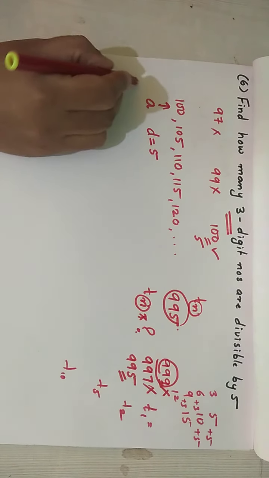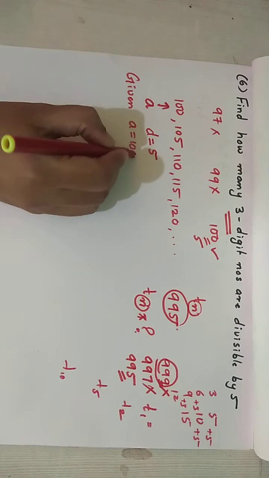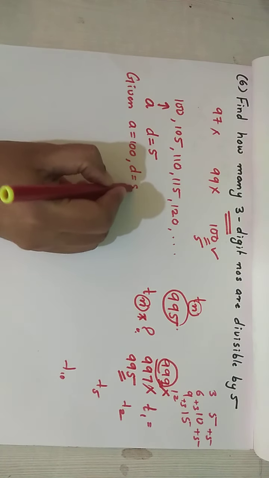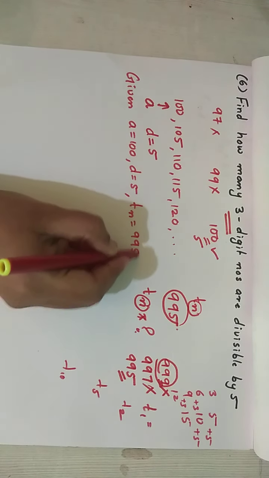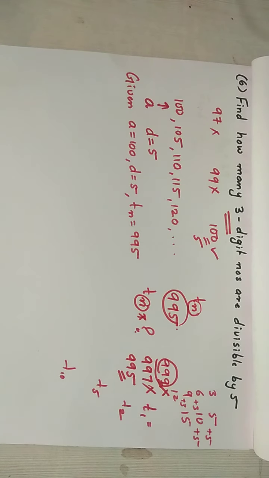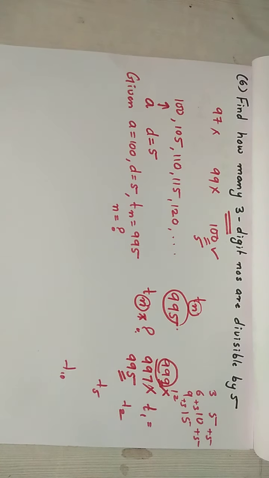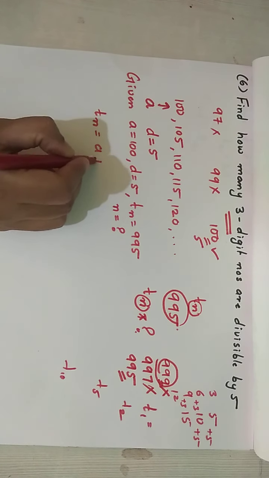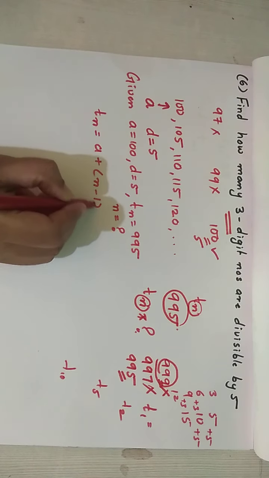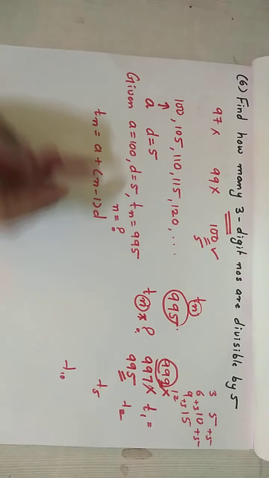So here in the answer you will write: given A is 100, D is 5, nth term is 995, that is the last term whose position number we don't know, and n is the position number which we have to find out. So n is a question mark over here. So let's start with the formula of Tn. Tn is equal to A plus n minus 1 into D. This is the formula.